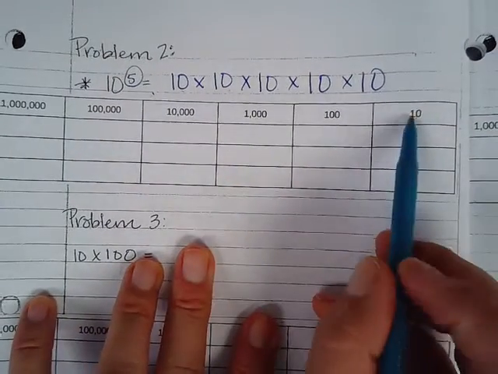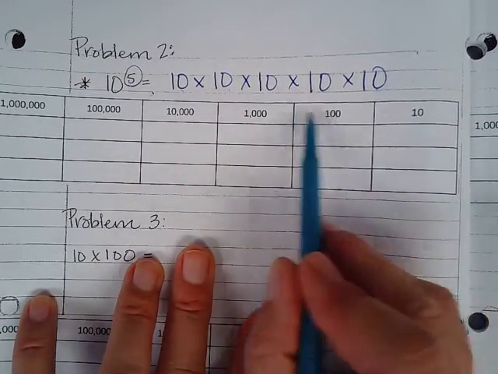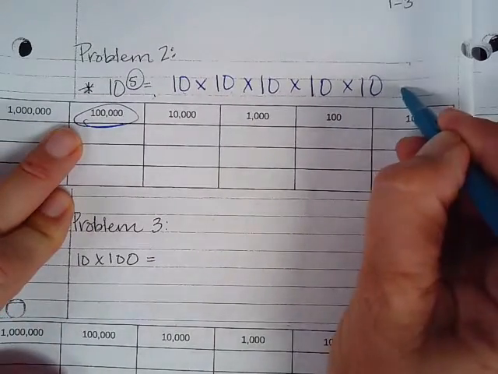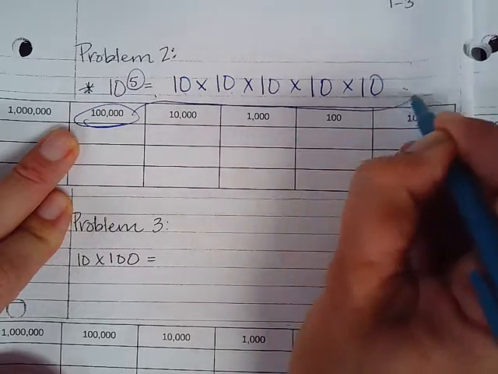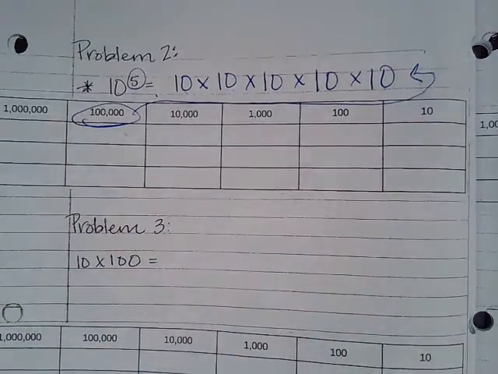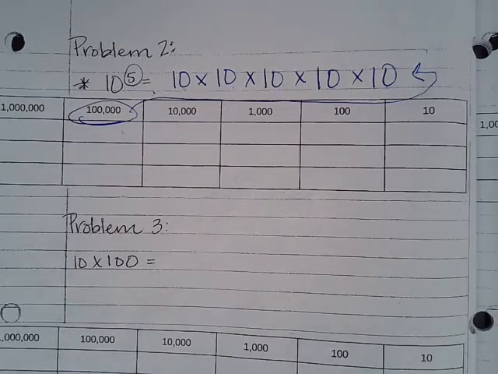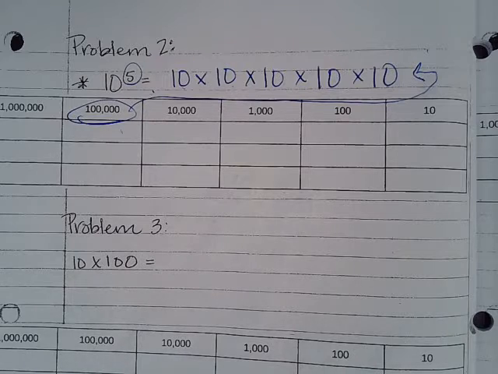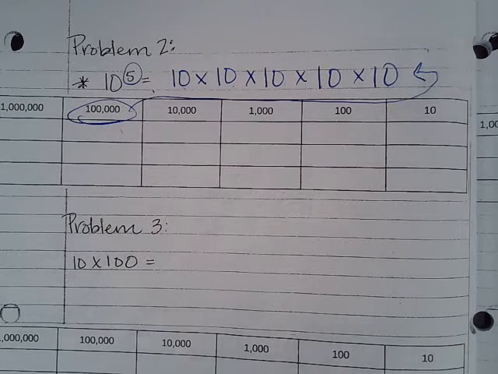So where would this be? Here's 1, 2, 3, 4, 5. So this is this number, correct? 10 to the 5th would be right here. Now, 100 times 10. Oh my gravy.